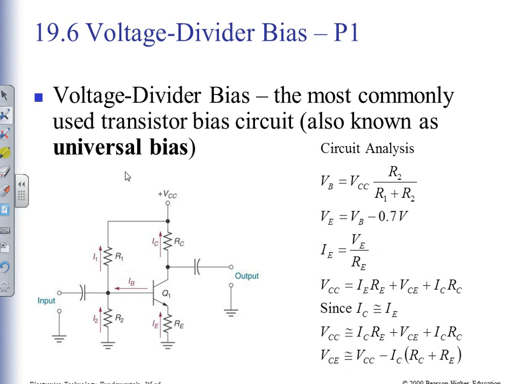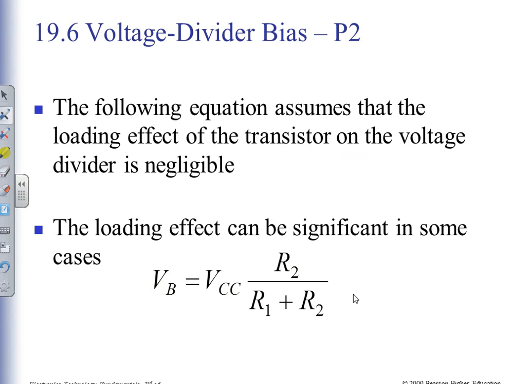This is also known as universal biasing. Why? If I have a choice, this is the method I am using. I may not have a choice, but if I have a choice, this is the method I'm using. The following equation assumes that the loading effect of the transistor on the voltage divider is negligible. So it's assuming that I'm not changing the characteristics of the signal because I'm taking some current out of it to go to my base.